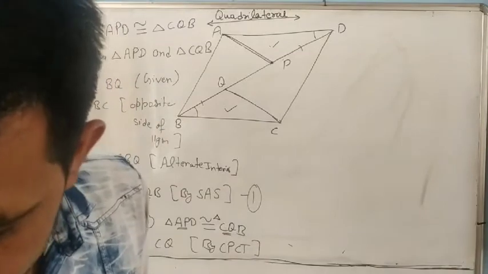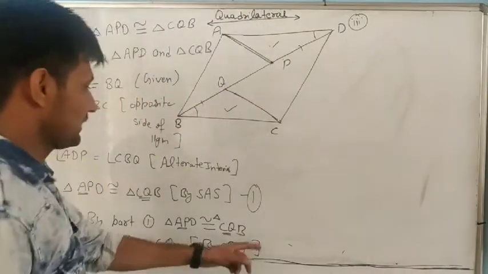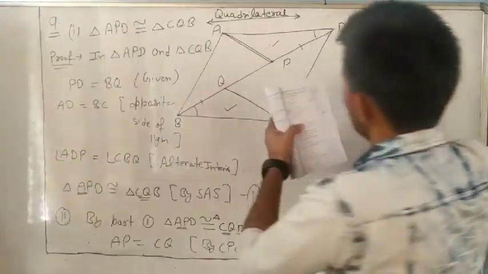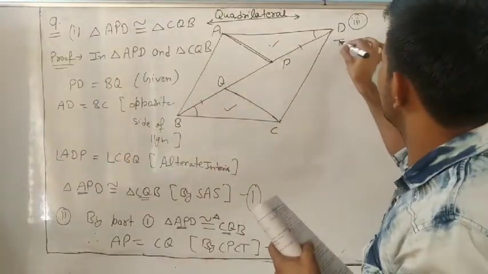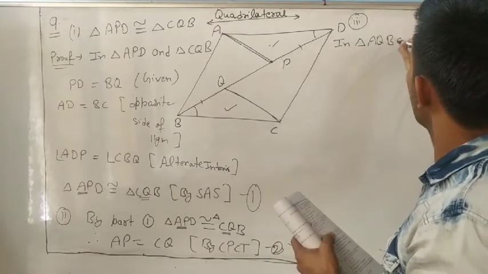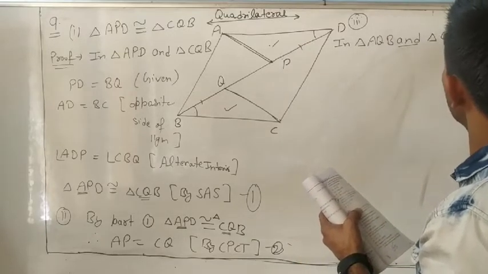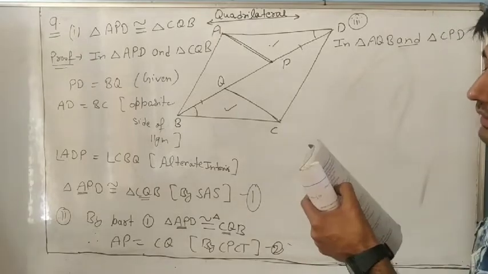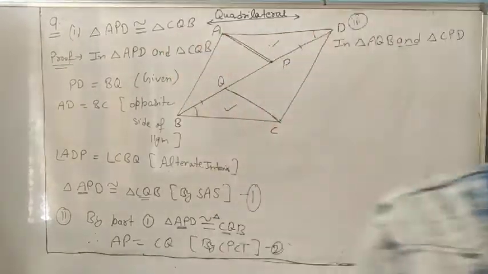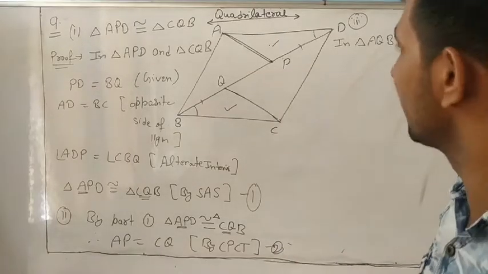Next is the third part. Okay, next is prove that triangle AQB. So we will take these two triangles, triangle AQB and triangle CPD. We want to prove in the third part that AQB and CPD are congruent. And if you want to prove that these two triangles are congruent, what will we do? We will show that these two triangles are congruent. How will we do that? So check it now.